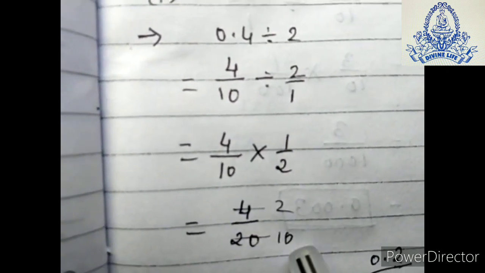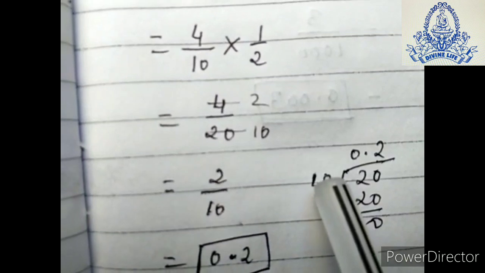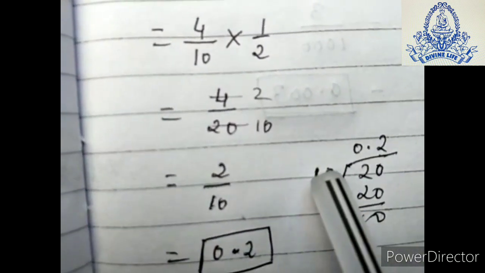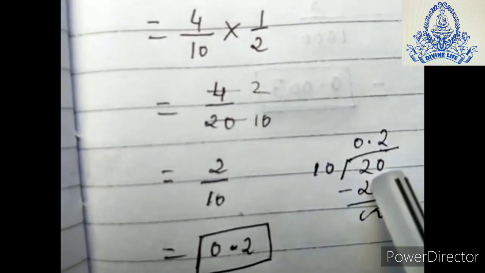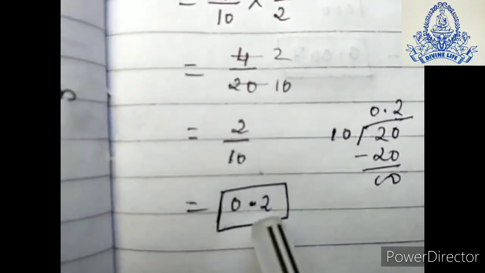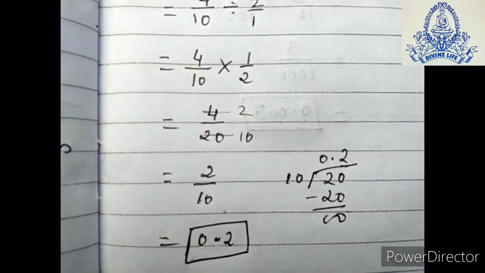So 4 upon 20, we can simplify this, both are in the 2's table. 2 twos are 4 and 2 tens are 20, so we have 2 upon 10. After simplifying, 2 upon 10, we divide 2 by 10. So we put a 0 point, and we get 0.2 as our final answer.